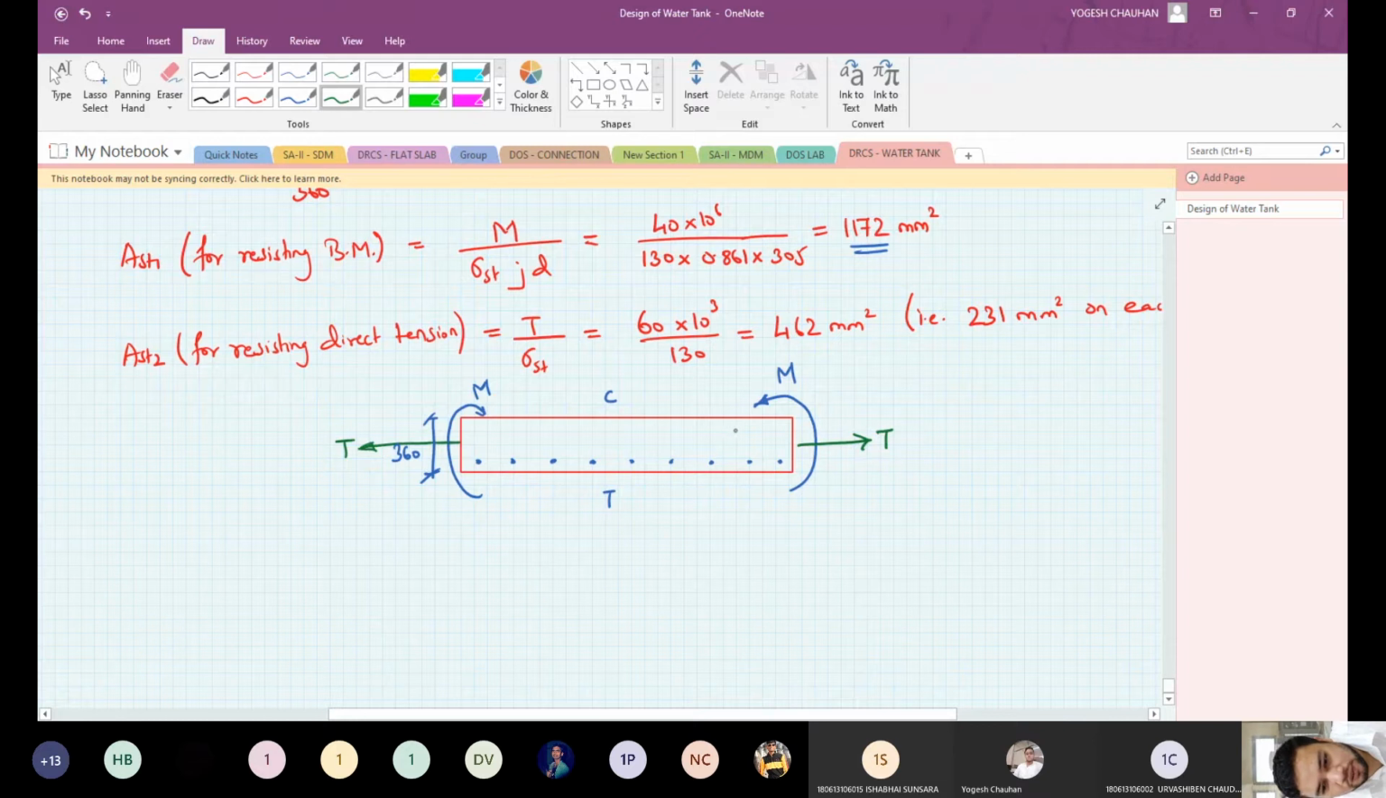But this steel cannot be provided centrally because the depth is more than 200. So it has to be provided in two faces. As per our earlier theory, if the depth of the section is more than 200, then we have to provide the reinforcement in two layers or on both the sides. So half of this will be provided on the tension face and half of this will be provided on the compression face. So this amount of steel will be provided on the tension face.